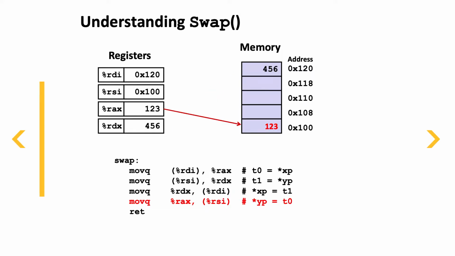And then we do the same thing in the fourth line. We take what's in RAX, that 123, we move it out to the address specified by RSI, which is 100. So we make that move. Now what was originally at address 100 is at address 120, and what was originally at address 120 is down at address 100. So we've done our swap.